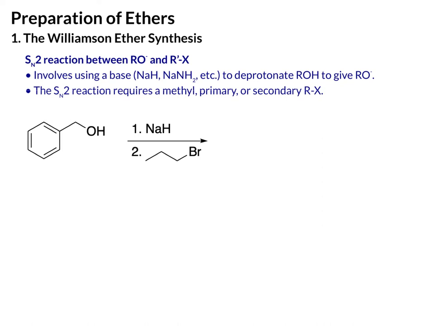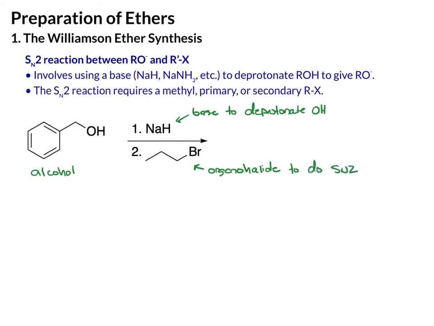Here's our starting material. And then we add some base, and that deprotonates the alcohol. And then from there we add some organohalide to do the SN2. Right, so in this case I'm using sodium hydride as my base. Another strong base could be used like sodium amide.